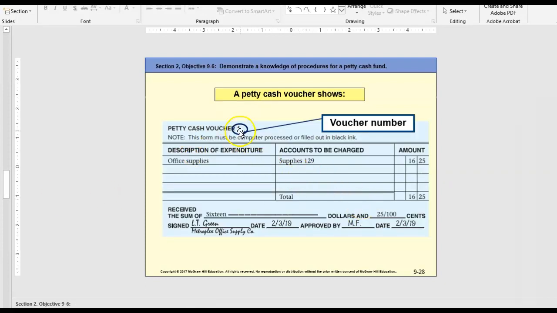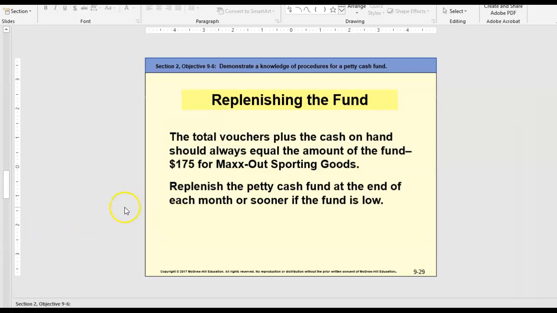But you do need to fill out little forms as to what everything was for. So this would be a petty cash voucher. If somebody wrote out that they went out and bought $16.25 worth of supplies, and they took the $16.25 out of cash to pick up something for the company. It's also done monthly, so at the end of the month, they want you to learn how to replenish the fund and put the money back into the account that everybody took out of the petty cash fund.